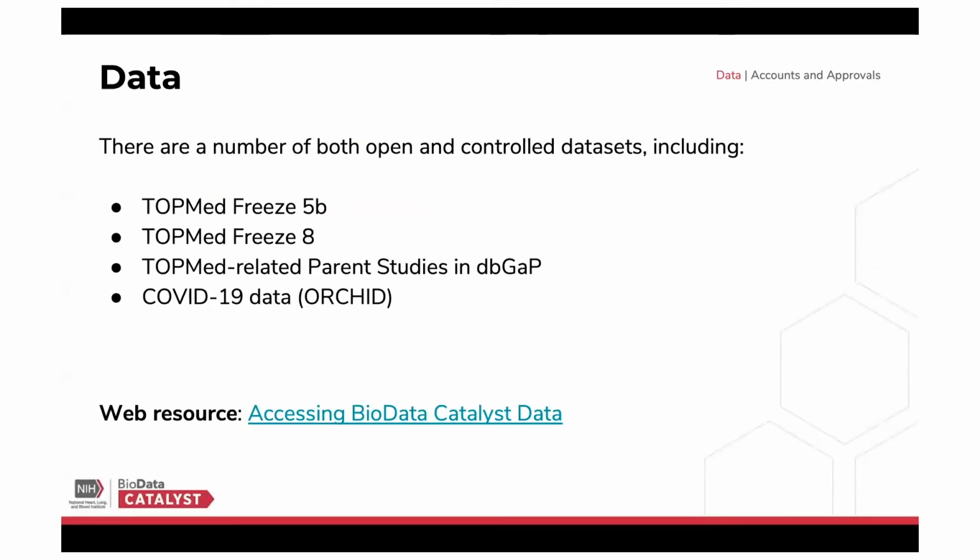So we do have general information about accessing data on the resources page of our BioData Catalyst website. The web resource for that is linked on this slide if you downloaded the slide from the chat. But there are a number of both open and controlled data sets, including TOPMed Freeze 5B, TOPMed Freeze 8, TOPMed related parent studies and dbGaP, and COVID-19 data additionally. So as I mentioned, if you look at this webpage, you can explore the studies and data that is available in BioData Catalyst, as well as view release notes from the latest data release.